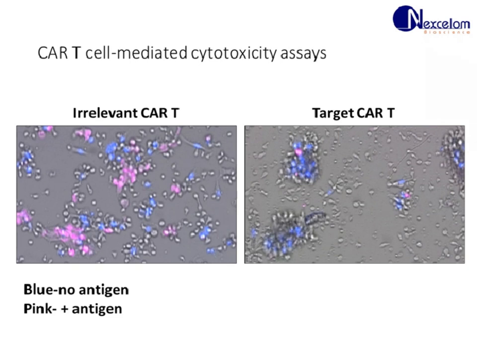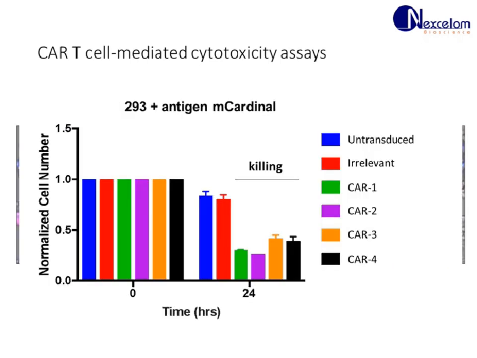And by counting the number of cells, you can show that with a normalized cell number, at time 0, all of the target cells remain. But at 24 hours, you can see the 4 different CAR Ts show significant reduction in the number of cells compared to untransduced CAR and irrelevant CAR, which indicates cell killing over time. And this is done directly using the Cell-LIGO image cytometer to directly count the cells in the well.